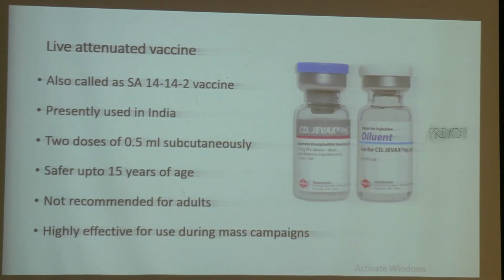Okay. Live attenuated vaccine, JENVAC. It is also called SA-14-14-2 vaccine. It is presently used in India. 2 doses of 0.5 ml subcutaneously, safe up to 15 years of age, not recommended for adults, and it is highly effective for use in mass campaigns. This is the current vaccine. It is currently used in the EPI. Okay. One more bit of information.